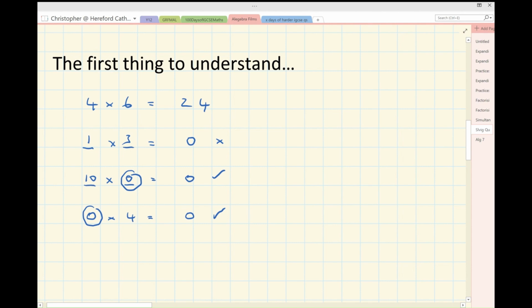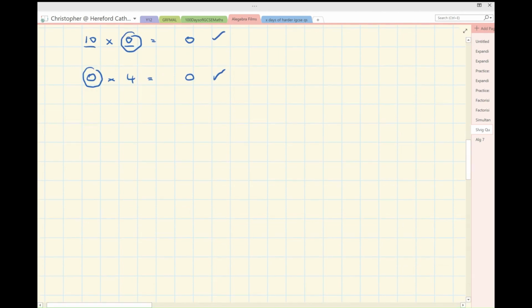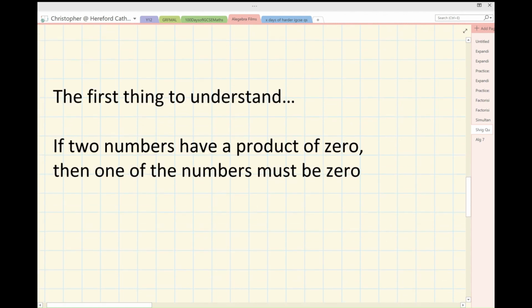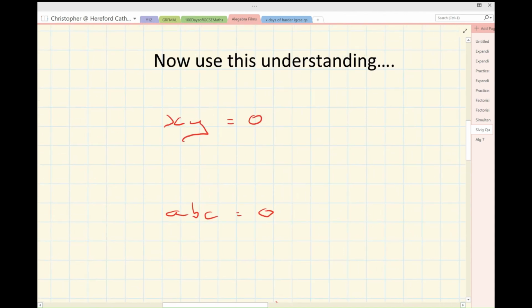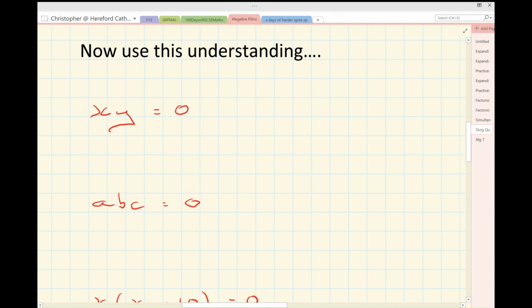So the first thing to understand is that if you have two numbers which have a product of 0, then one of the numbers must be 0. Okay, now if you've got your head around that, we're ready to solve equations that look like this. So we're going to use our understanding to solve these equations.